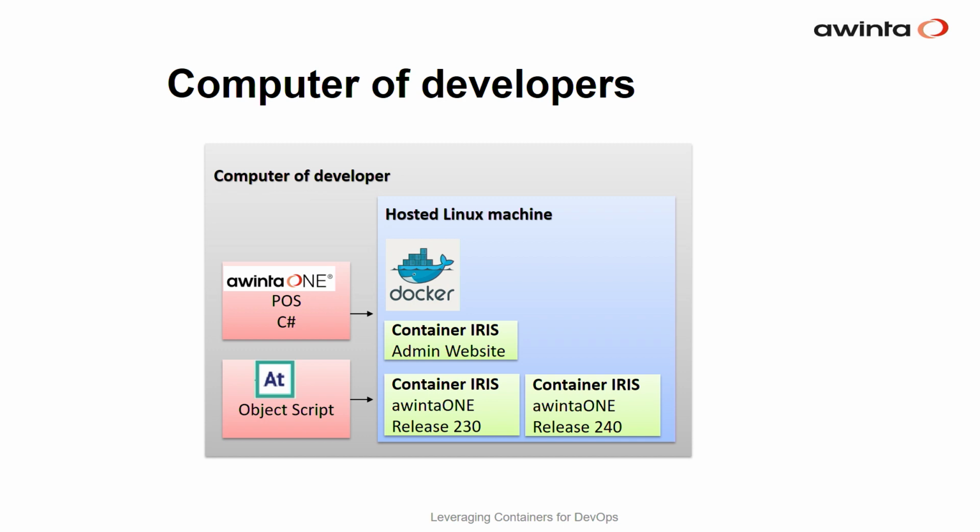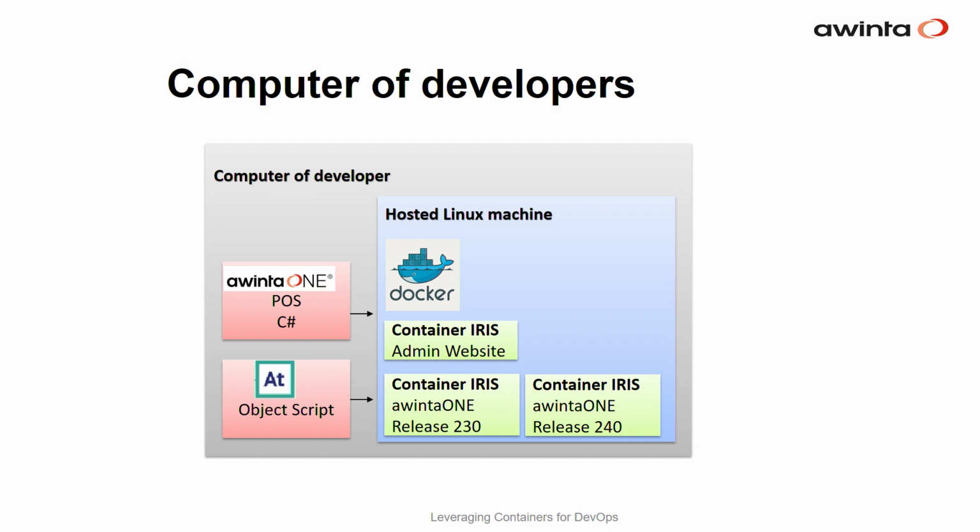Now let's have a look at a current developer's machine. Each developer notebook has a hosted Linux machine on which Docker is installed. The infrastructure is virtually the same as that of a pharmacy. We have a Windows client, a POS system, and a Linux server. On this Linux machine, containers are running InterSystems Iris with a version-specific state of our classes and routines. Version-specific, that's the point.